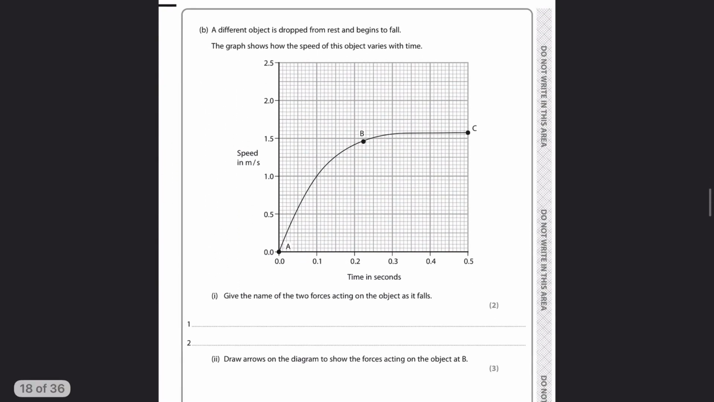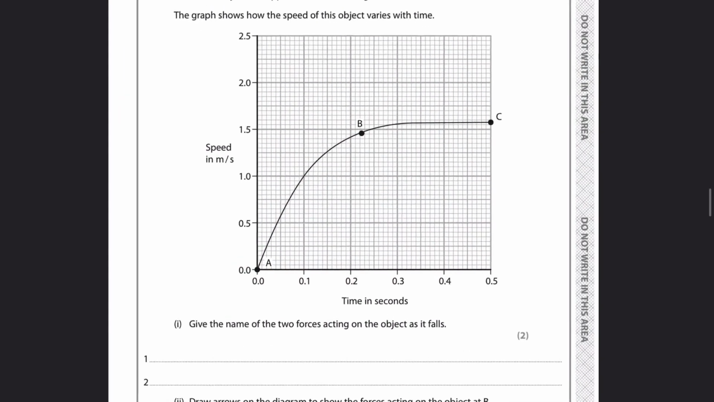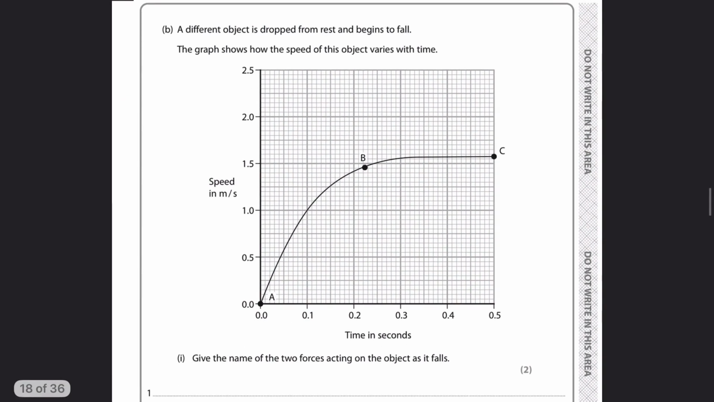Okay, part B. A different object is dropped from rest and begins to fall. So again, let's picture what's happening. Here you are again, and in this case, you are now dropping, I guess, the same apple, and it's going to travel down. You're dropping it onto the ground. And the graph shows how the speed of this apple varies with time. So do we understand what's happening now? At the beginning of time, it's got a speed of 0. That makes sense because that's before you drop the apple. It's not moving at all.